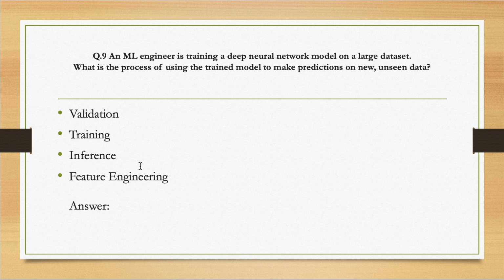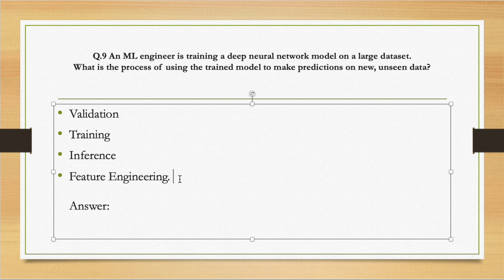Feature engineering is when I have some data and I am enhancing features, basically extracting some features from that data. Let's say I have date of birth data. From that I can extract age, because if I have date of birth I can simply calculate the age, so I can extract more features from that. That is feature engineering. So here the correct answer is inference.